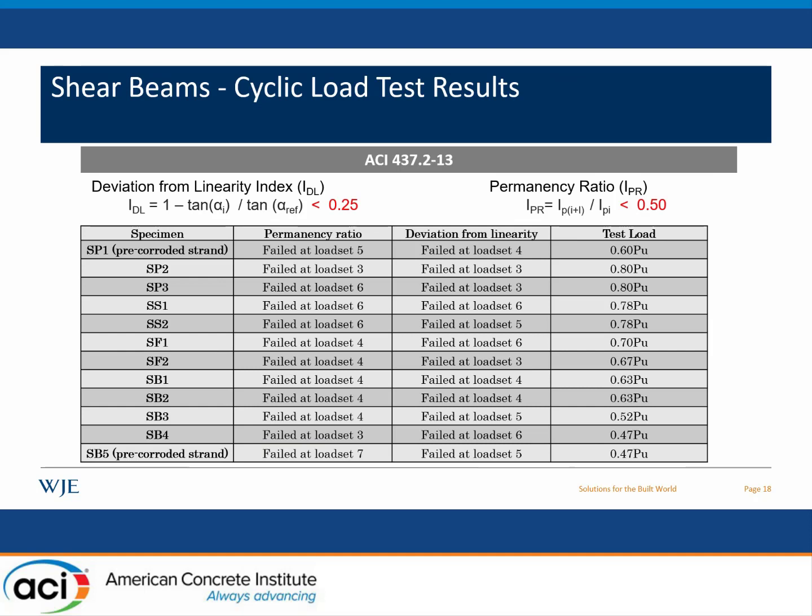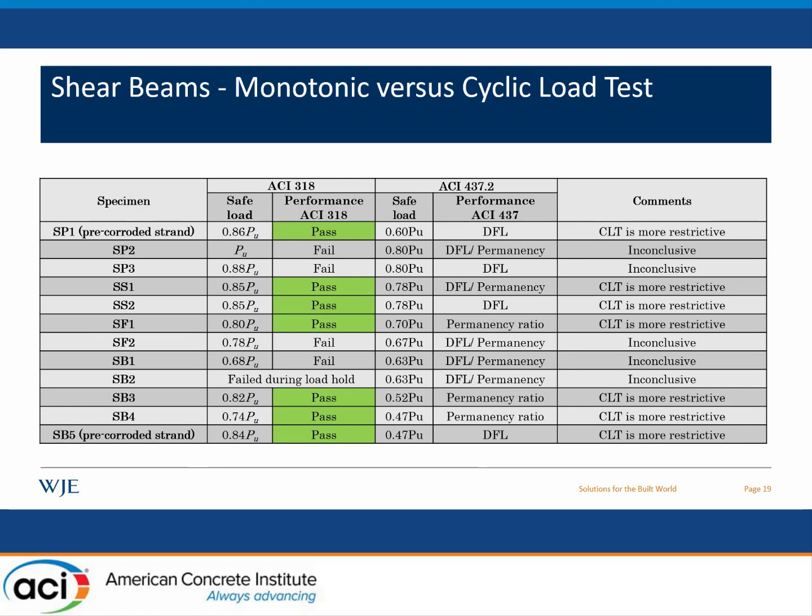Okay, cyclic load test. Again, the cyclic load test failed at a lower load level than the load level we applied the monotonic load test at. And here I'm showing just a summary. So for the shear beams only, you can see all the ones that pass the 318 test are highlighted here in green in the third column. While for 437.2, again, some of them fail the deviation from linearity at a lower load, but they still pass the monotonic load test. So basically, the summary is the cyclic load test is more restrictive. Which one of them should the practitioner follow? Currently, the codes allow you to choose whichever one is more suitable for your need. But you can see from here that CLT is more conservative.